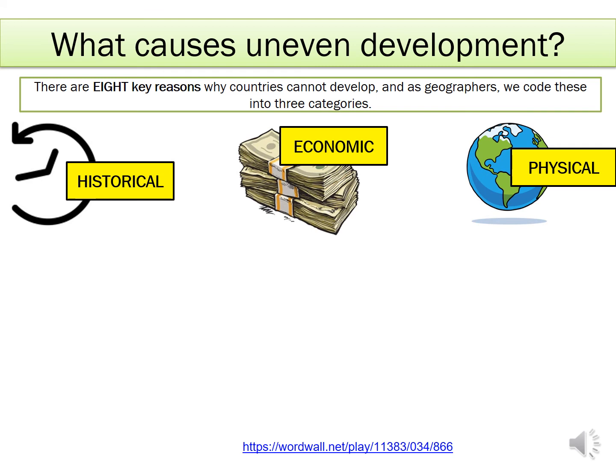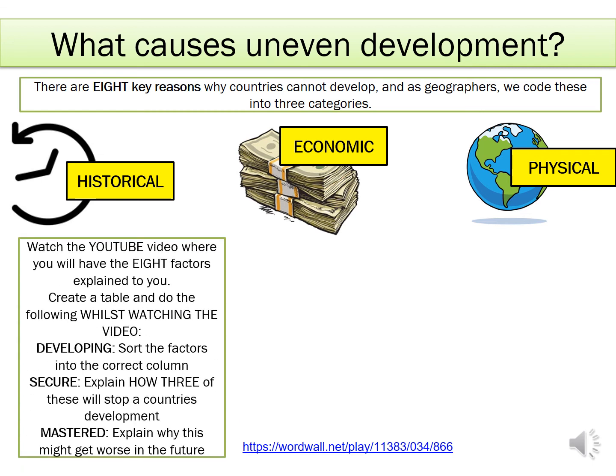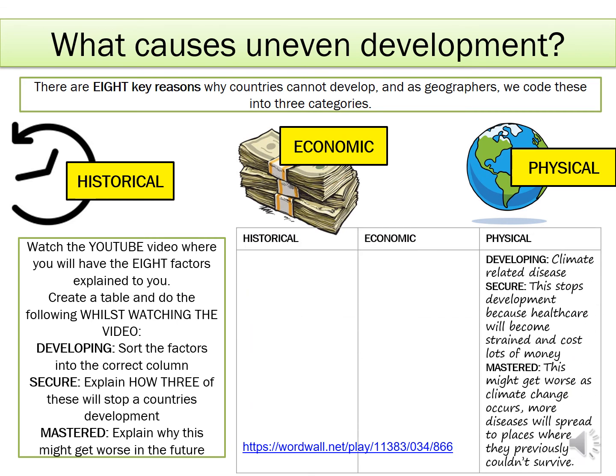What your task is, I want you to open the YouTube video that is linked to task 3 on class charts, where I have made another video that explains 8 factors of uneven development to you. Create a table, like the one that's just popped up, and do the following whilst watching the video. For developing, you would just sort the factors into the correct column. So, for example, you might write climate-related disease in physical.